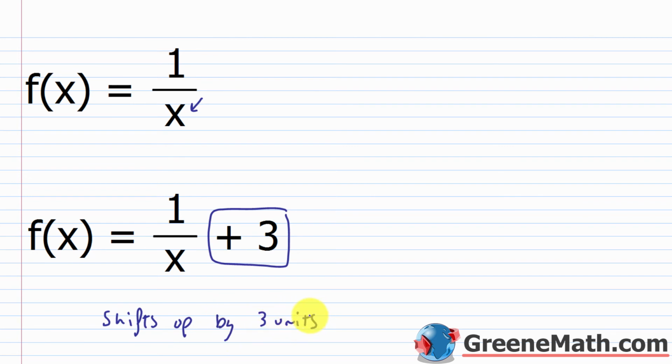For a given x value, you can see the y value would just increase by 3. If in this one I chose an x value of 1, to make it really easy, my y value would be 1, right? Plug in a 1 there, 1 over 1 is 1, so y is 1. In this case, if I chose an x value of 1, my y value, according to this, should be 4. 1 over 1 would be 1. 1 plus 3 gives me 4. So that's what I would have. So every point just shifts up by 3 units.